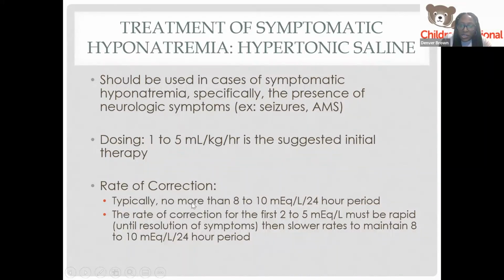Again, the rate of correction, even if a patient needs hypertonic saline, we aim to not increase serum sodium more than 8 to 10 milliequivalents in a 24-hour period. And for the first 2 to 5 milliequivalents per liter, you want to give that rapidly. So you want to give it until they're no longer altered or having seizures. And then after that, you can aim for your 8 to 10 milliequivalents per liter in a 24-hour period.